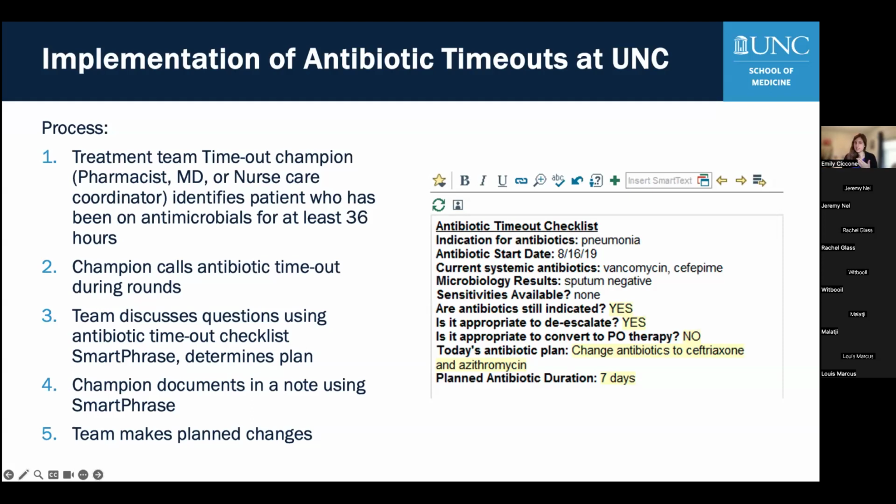And the questions would be like, what does this patient have? What antibiotics is the person on? What culture results do we have? Are the antibiotics still indicated? And can we do anything to change or optimize our antibiotic treatment? And then the pharmacist records all of these answers. It gets saved in the chart, and it allowed us to track it over time.